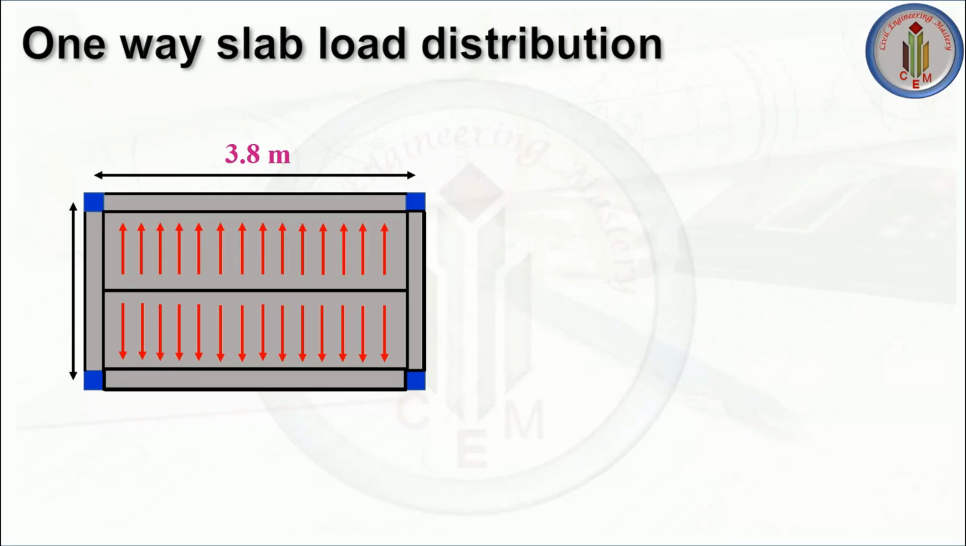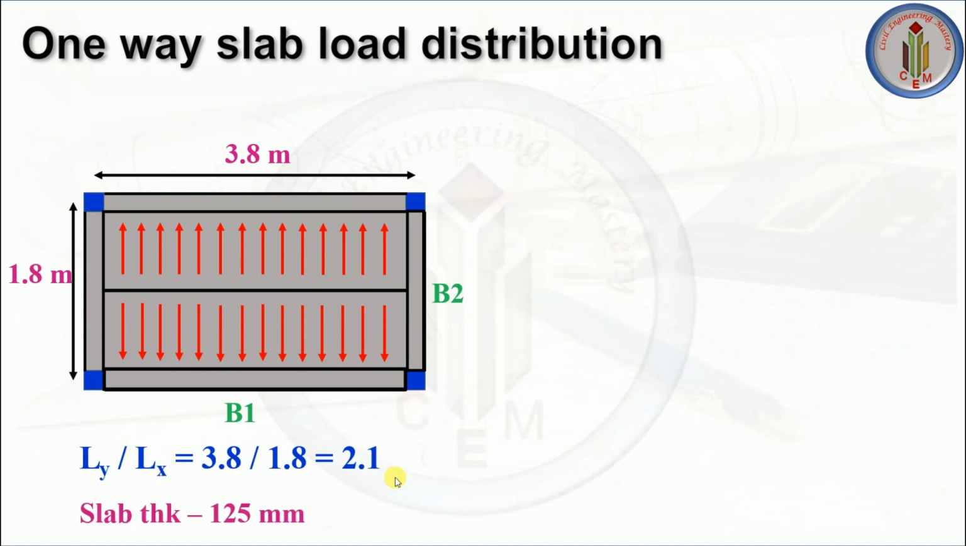Now let me explain to you the load distribution in one-way slab. This is the longer span, 3.8 meter. This is the shorter span, 1.8 meter. Let's consider this one as B1, this one as B2. LY by LX is equal to 3.8 by 1.8, which is 2.1. So this is greater than 2. It is a one-way slab. Slab thickness is 125 mm.